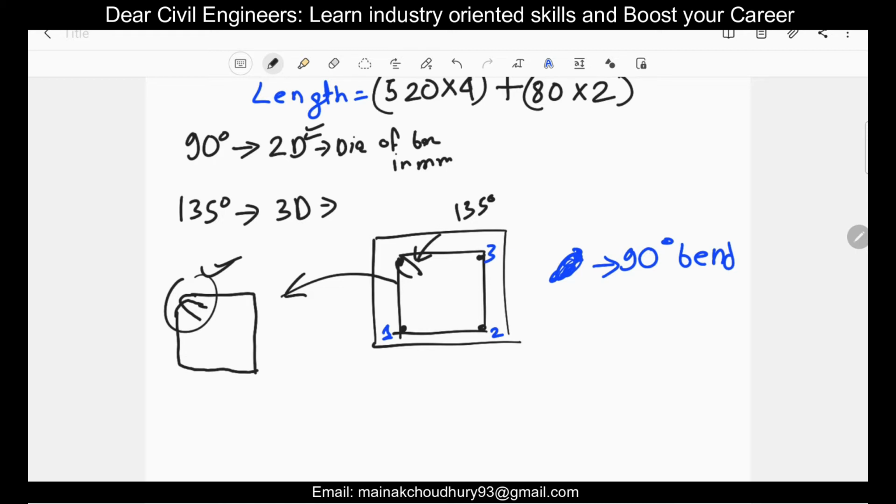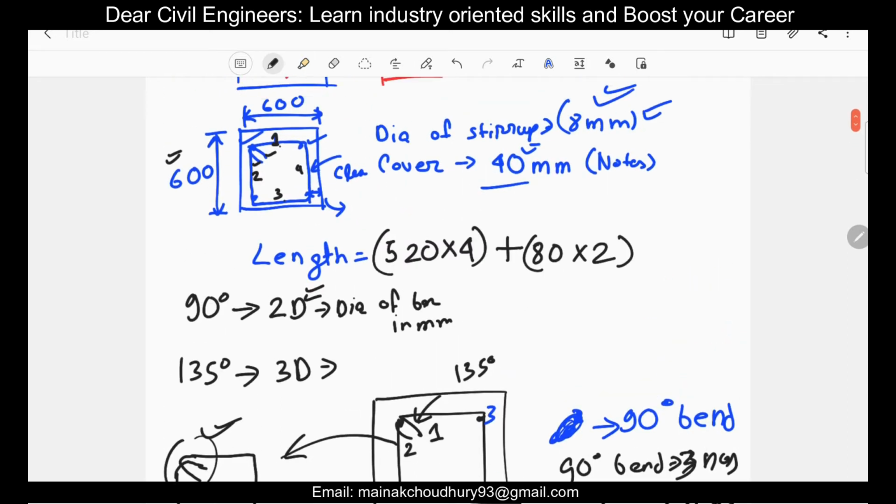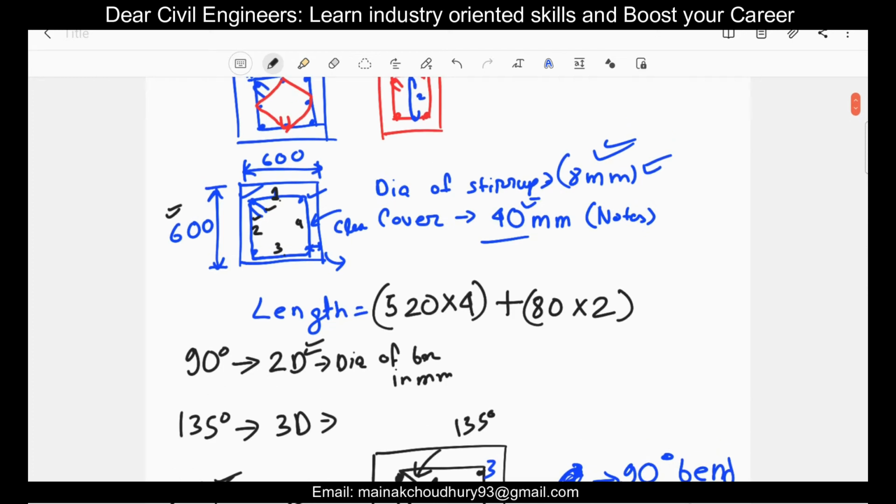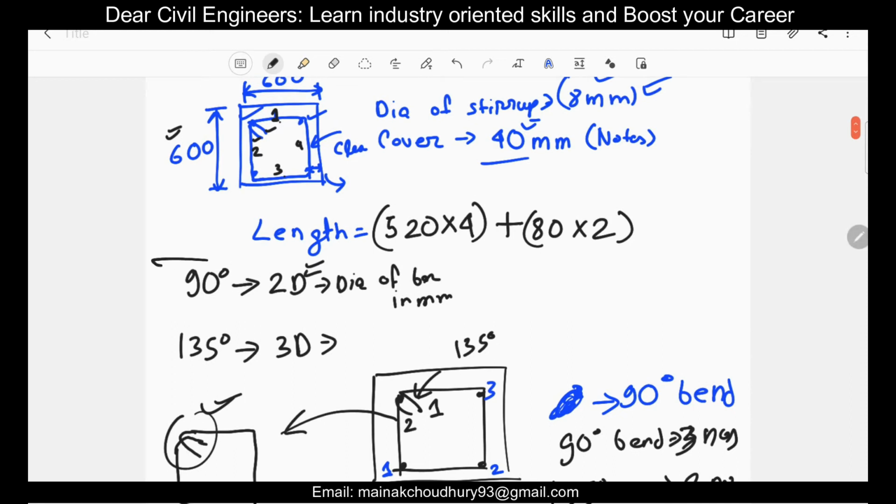So now we have 2 numbers of 135-degree bends. So the 90-degree bend is your 3 numbers, and the 135-degree bend is your 2 numbers, that is 1 and 2. Okay, so I hope it's clear. So now if we go back here to the calculation, there will be a deduction for the bends.